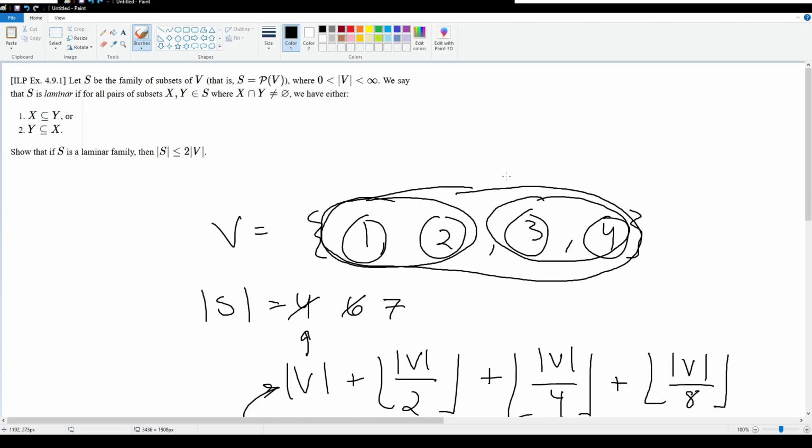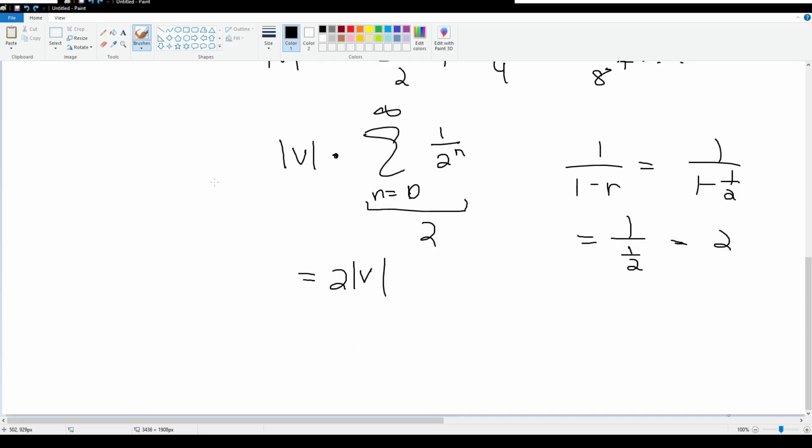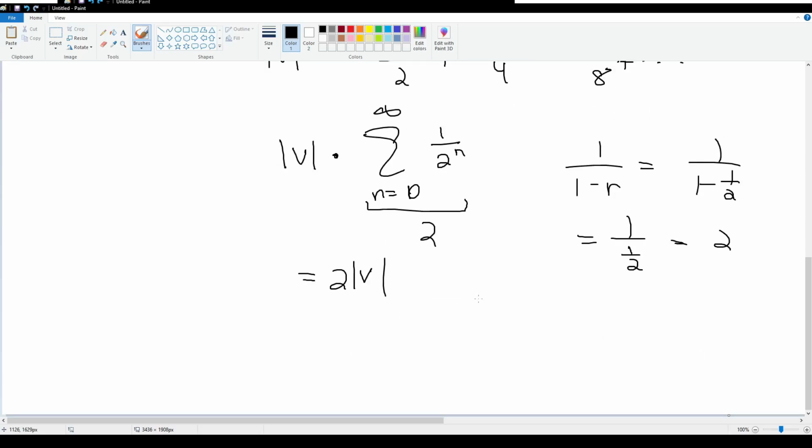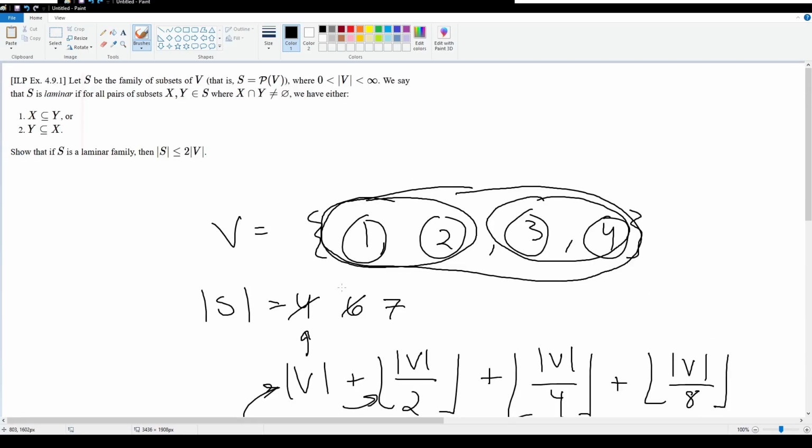We finally found our term that we were looking for. And we know that it's going to be less than this, or less than or equal to this, because we have these floors here, right? So we have, finally, the size of S is going to be less than or equal to 2 times the size of V. And this is for all laminar families of subsets of V, right?